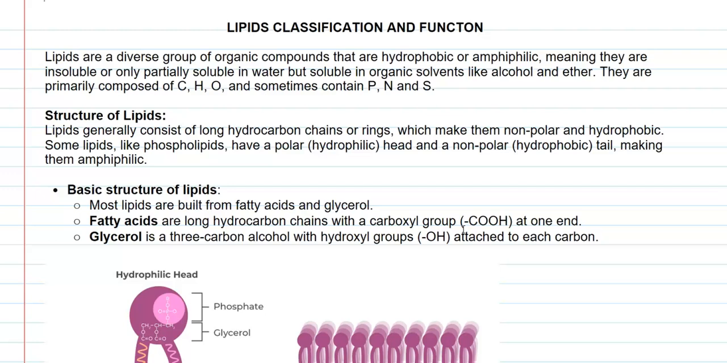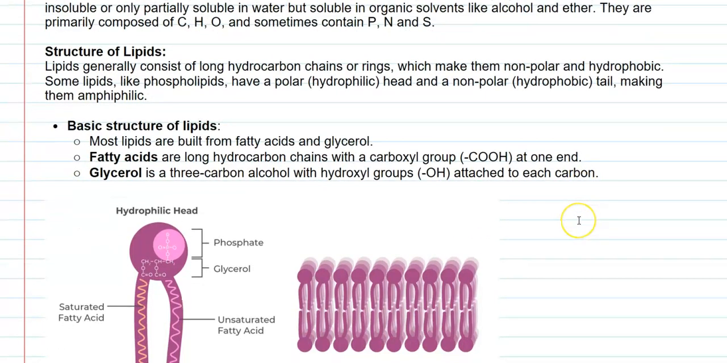like alcohol and ether. They are primarily composed of the elements carbon, hydrogen, oxygen, and sometimes they can have nitrogen, phosphorus and sulfur also. If you look into the structure of lipids, they generally consist of long hydrocarbon chains or rings which make them non-polar and hydrophobic in nature. Some lipids like phospholipids have a polar, that is hydrophilic head, and a non-polar, that is hydrophobic tail, making them amphiphilic or amphipathic molecules.